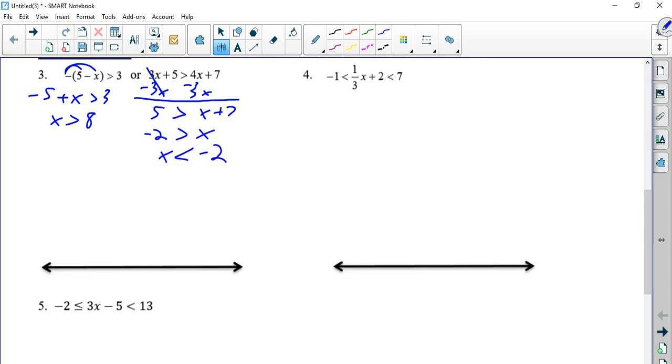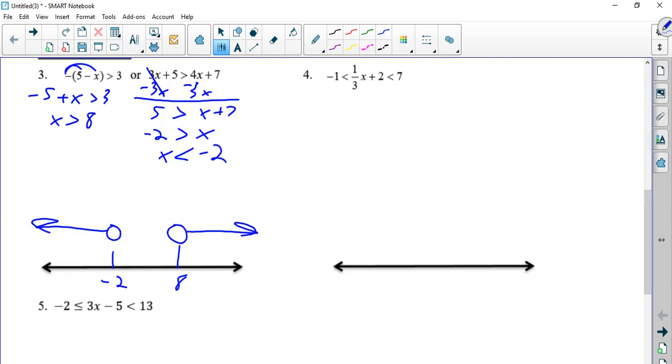Now, they're both open dots. Negative 2 is going to be left of the 8. They're both open dots. Greater than 8 is going towards positive infinity. Less than negative 2 is going towards negative infinity.